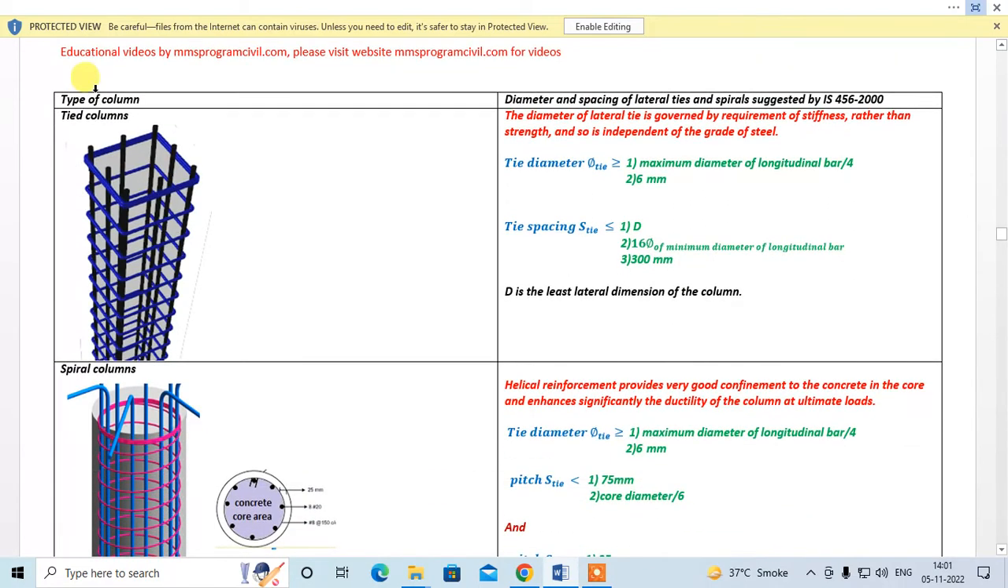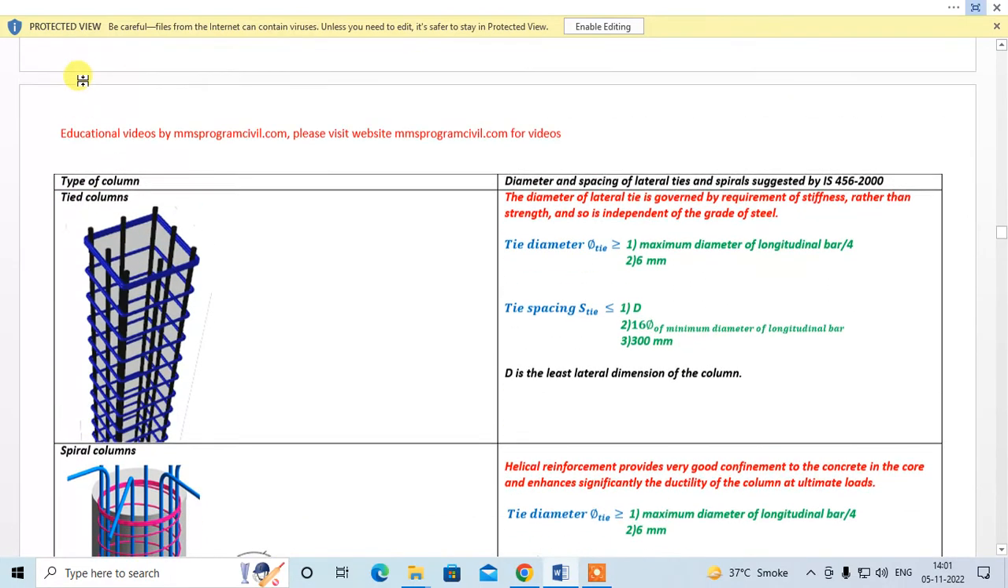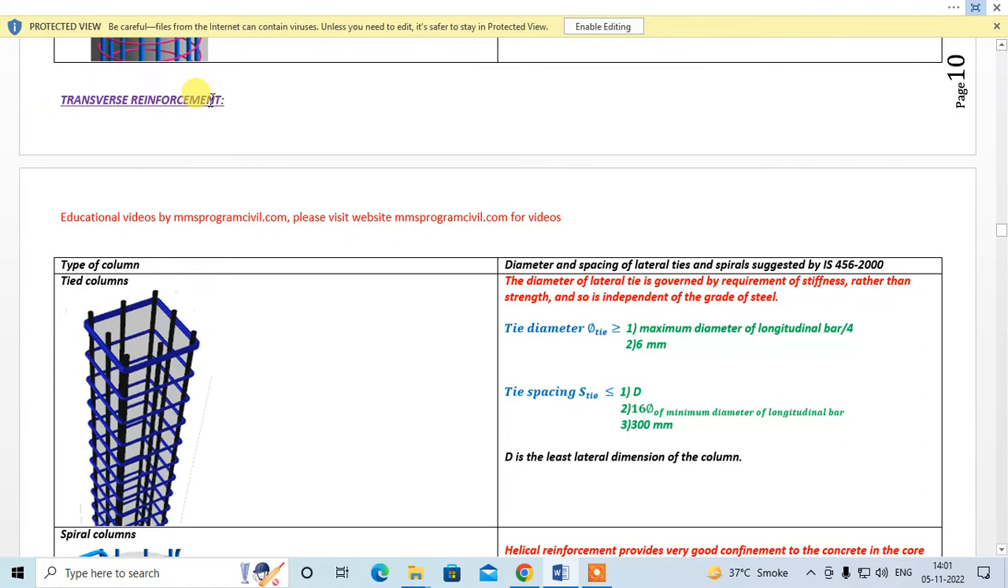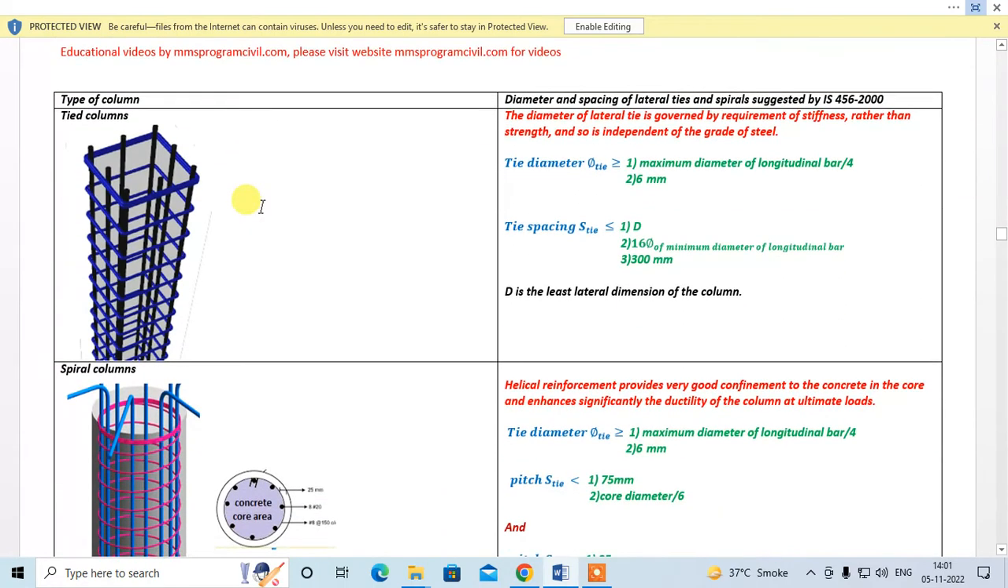Okay, types of columns, tied columns. This is transverse reinforcement, right? Details again, transverse reinforcement: the diameter and spacing of ties and spirals suggested by IS 456-2000. The diameter of the lateral ties is governed by the requirement of stiffness rather than the strength, and so it is independent of the grade of steel.